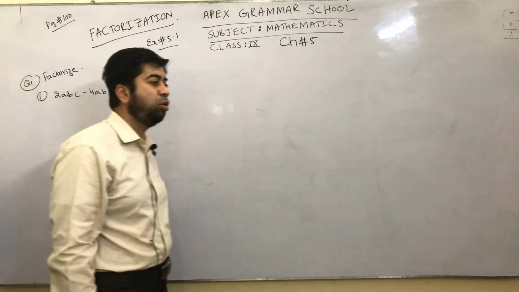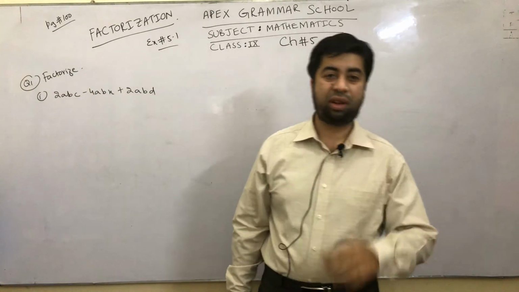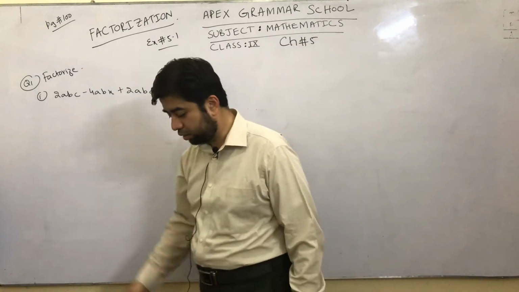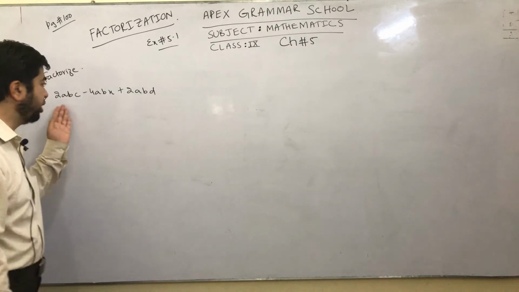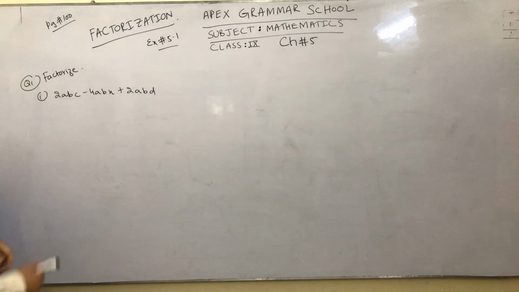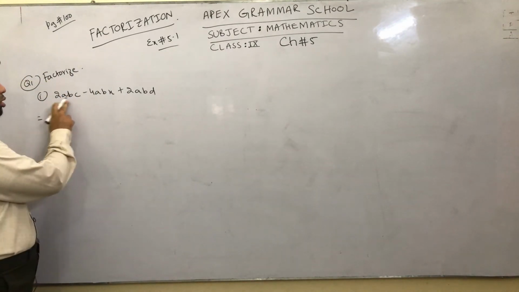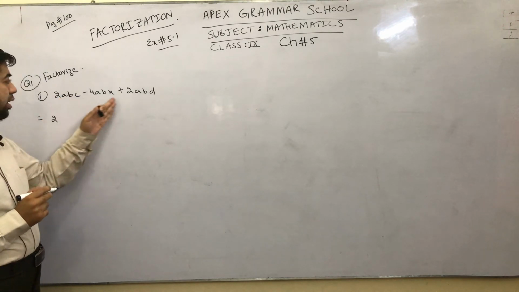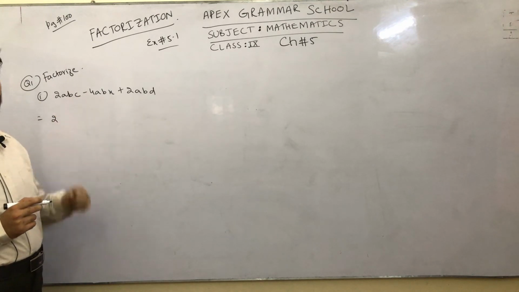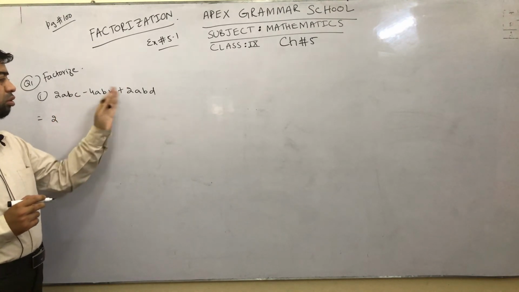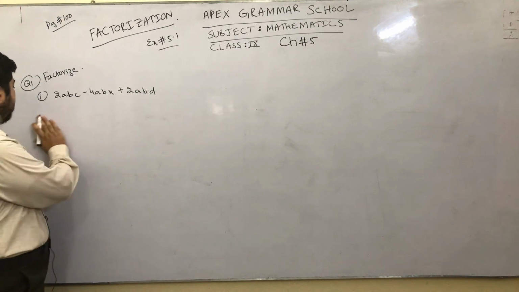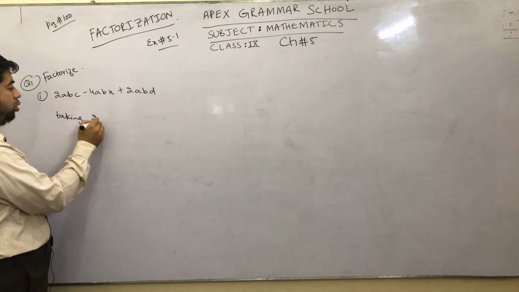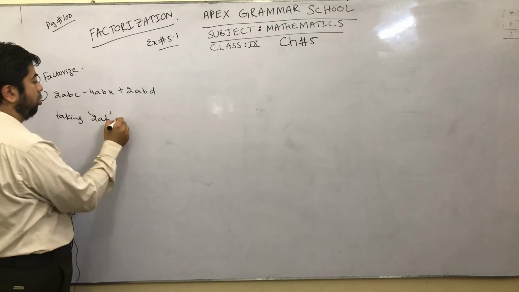You very well know about that. What is the first rule of factorization? The first rule of factorization is just to take common. What is common here in all the expressions? You can see that 2 is common here and a is also common, b is also common, c is not common, x is not common and d is not common. So we can say that taking 2ab common.